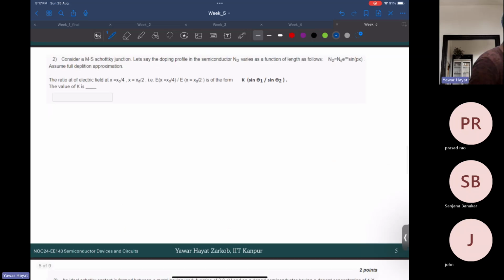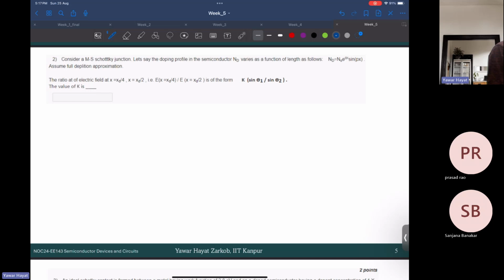Now the second one. Consider a metal semiconductor Schottky junction. The question itself is saying that it is a Schottky junction. The doping profile in the semiconductor, ND, varies as a function of length as follows: ND of x is equal to N0 e power alpha x sine of px. This is your doping profile in the semiconductor.